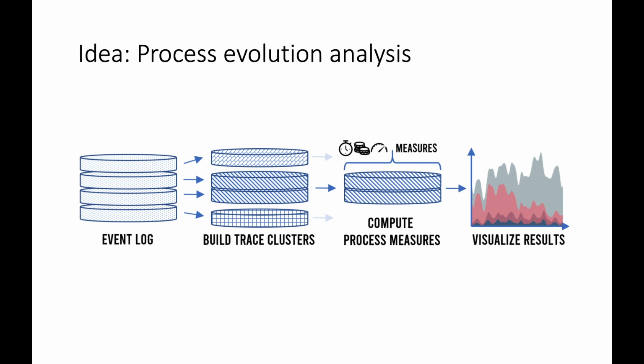So our proposed idea of our mini paper is process evolution analysis. For that we want to take an event log, build trace clusters, then split the event log into separate parts, and then compute some measures on the process, such as time, money, basically what is important for this particular process. Then we visualize the result and understand how these clusters are interrelated and how these groups are changing with respect to each other.